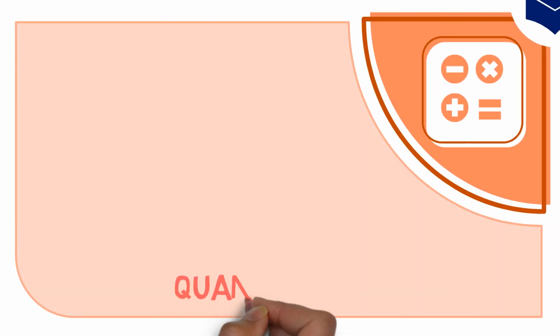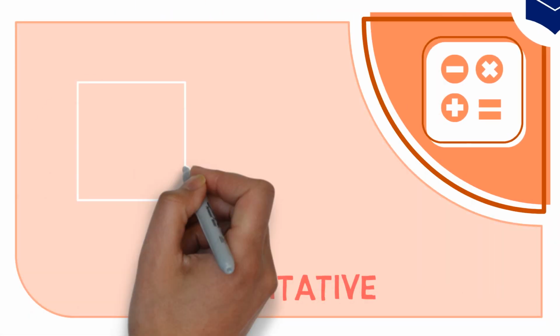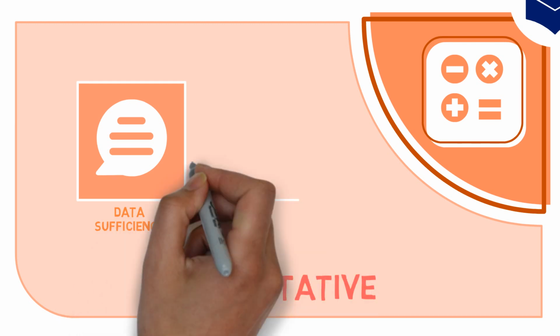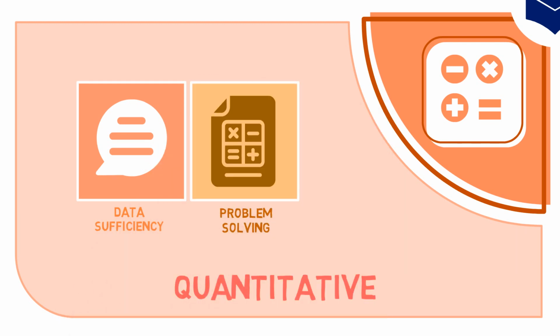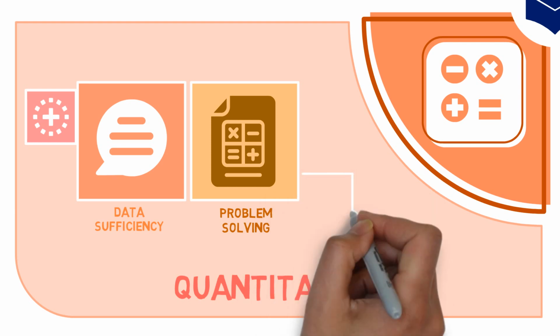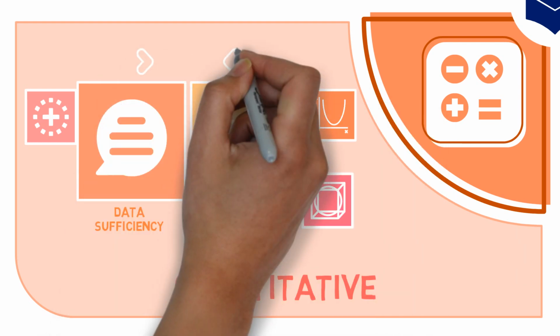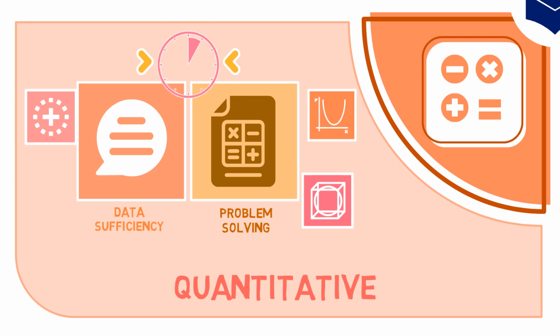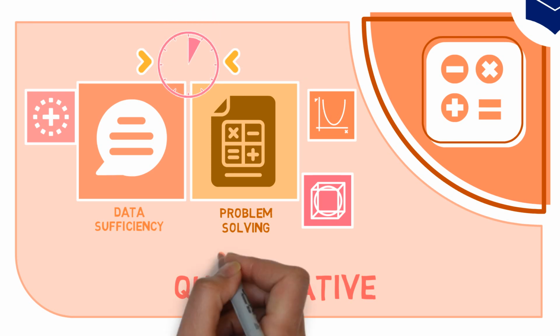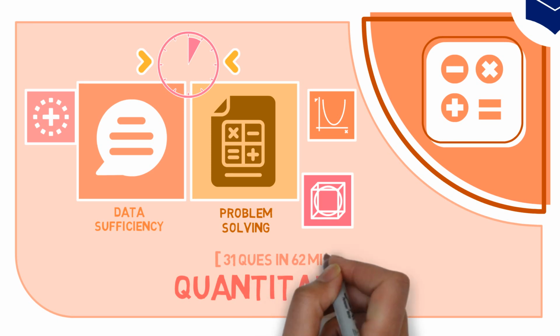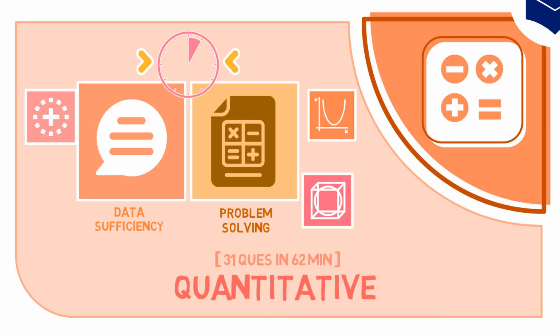And the last section is Quantitative, which comprises data sufficiency and problem solving. The questions test your clarity of arithmetic, geometry and algebra based concepts and the ability to effectively solve quantitative problems in a restricted time frame. It consists of 31 questions that need to be completed in 62 minutes.